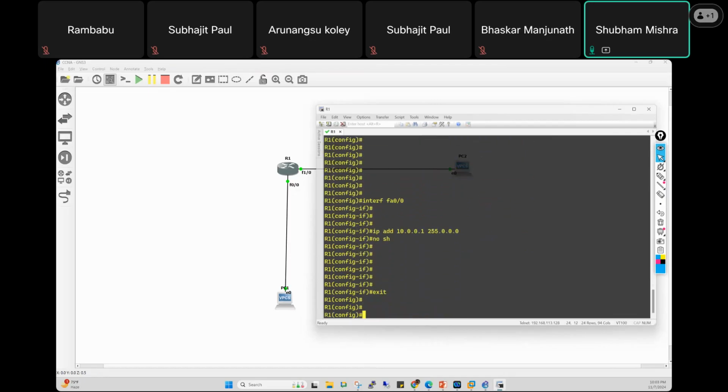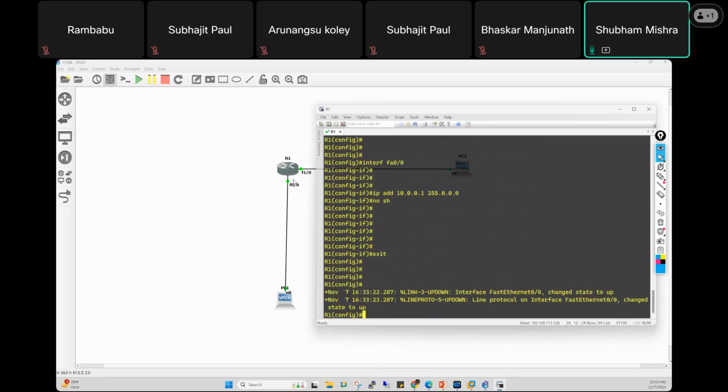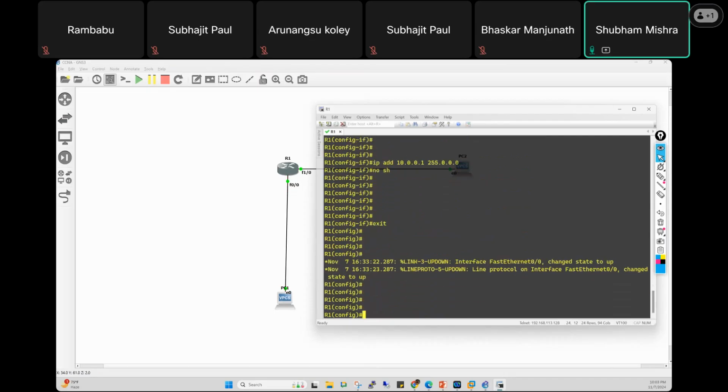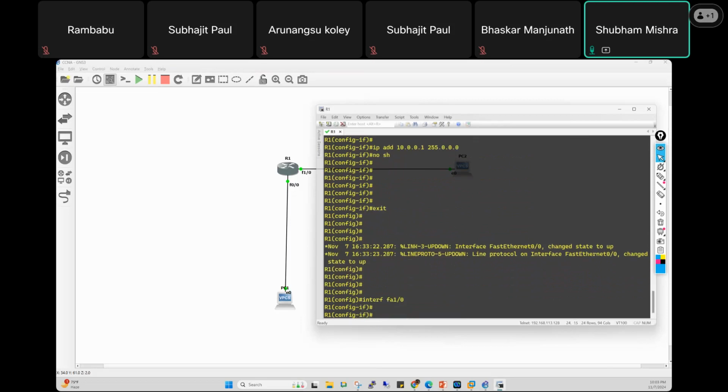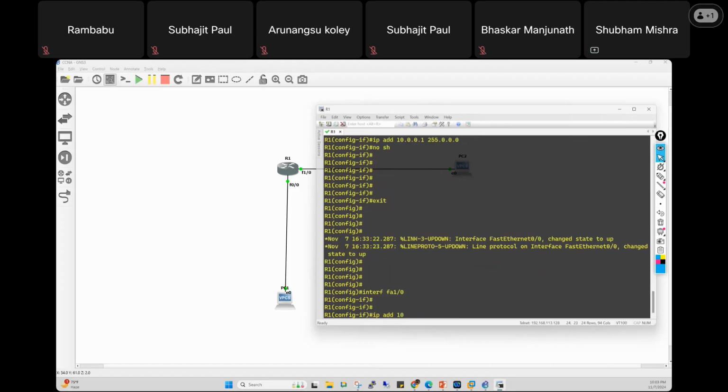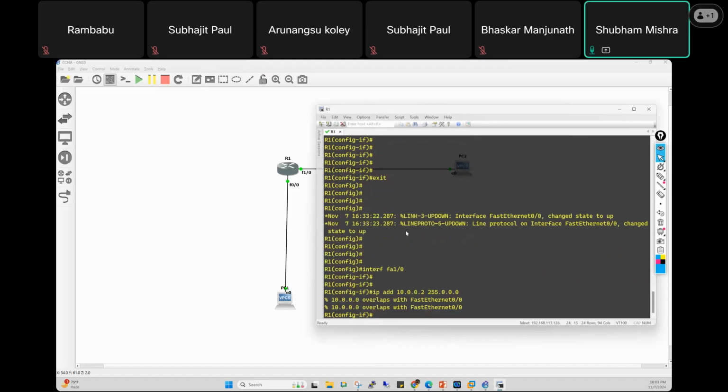So it means on FastEthernet 0/0 here, I assign the IP address 10.0.0.1. Fine. Now interface FastEthernet 1/0, ip address 10.0.0.2 255.0.0.0. When I press enter, what am I getting? Anyone? What am I getting?